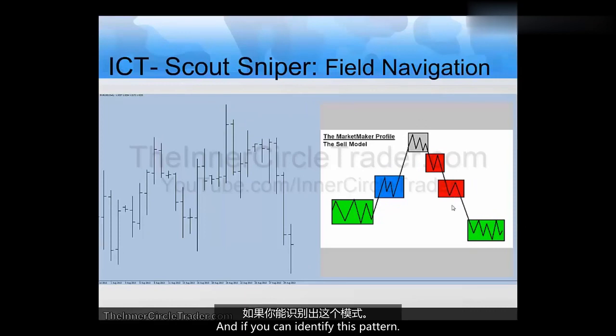And if you can identify this pattern, it makes your trading a whole lot easier because you understand what they're doing and where they're taking price.